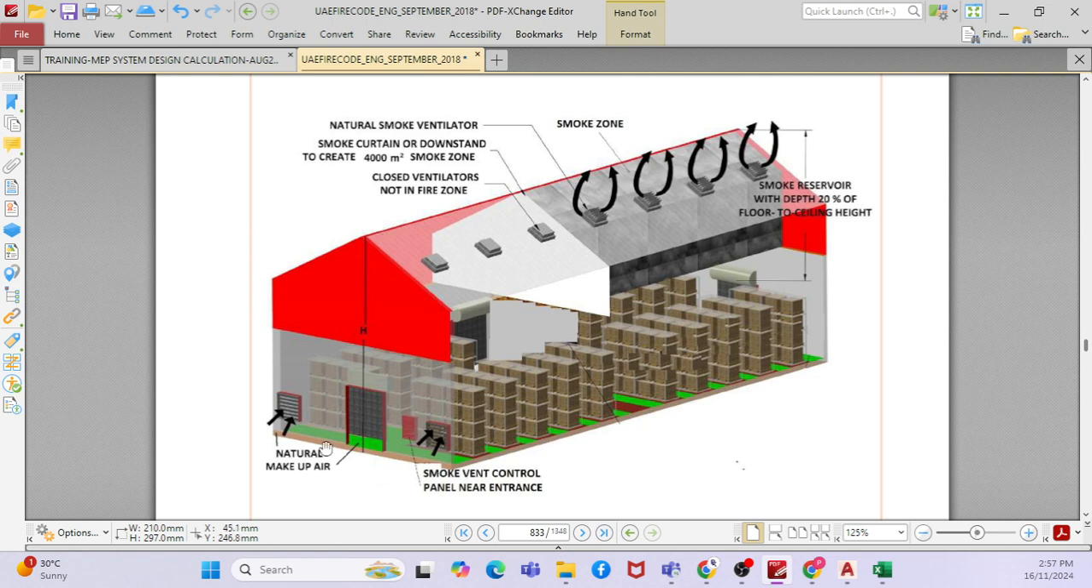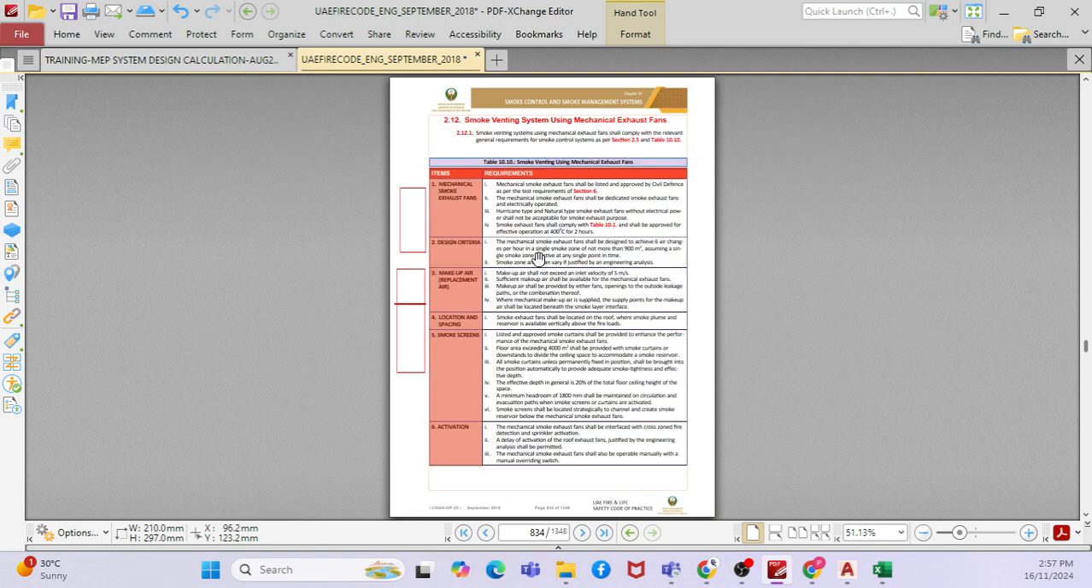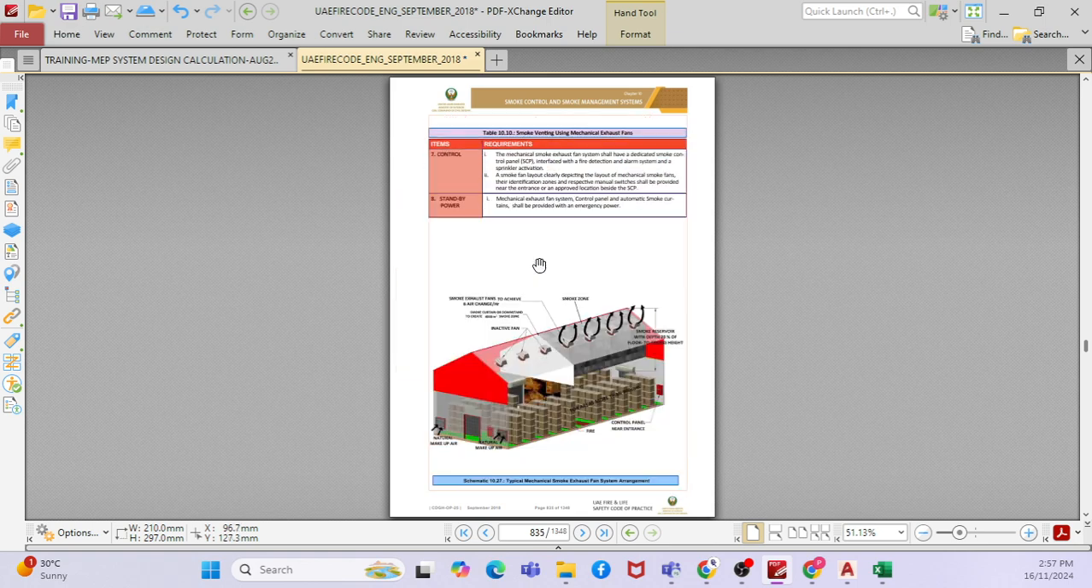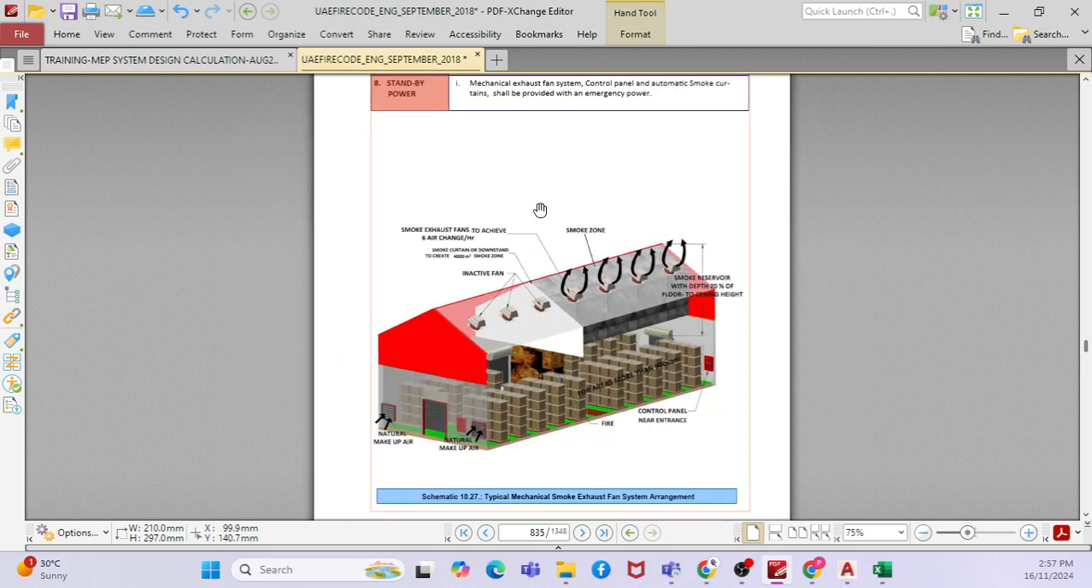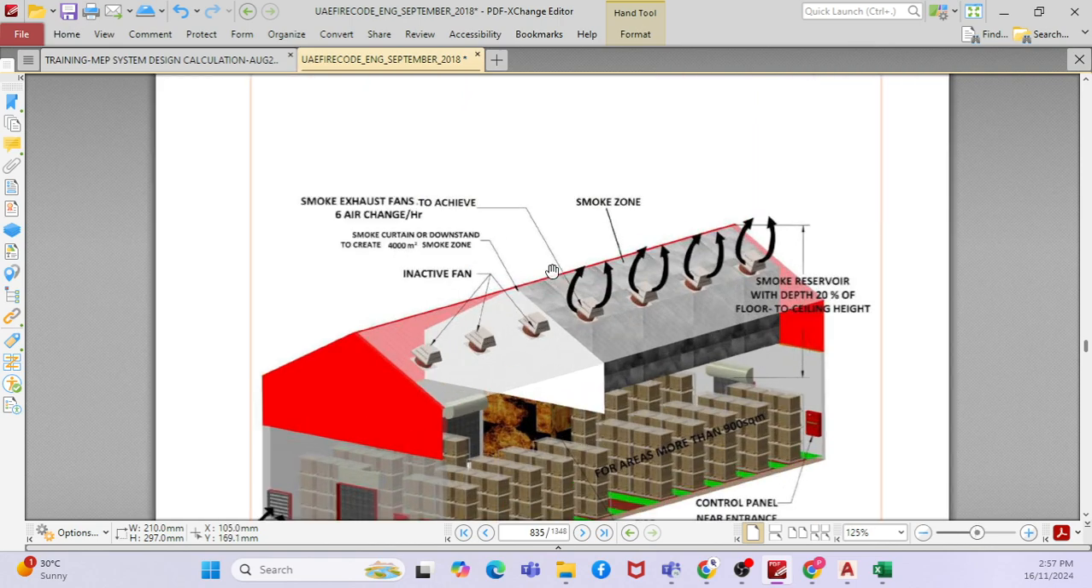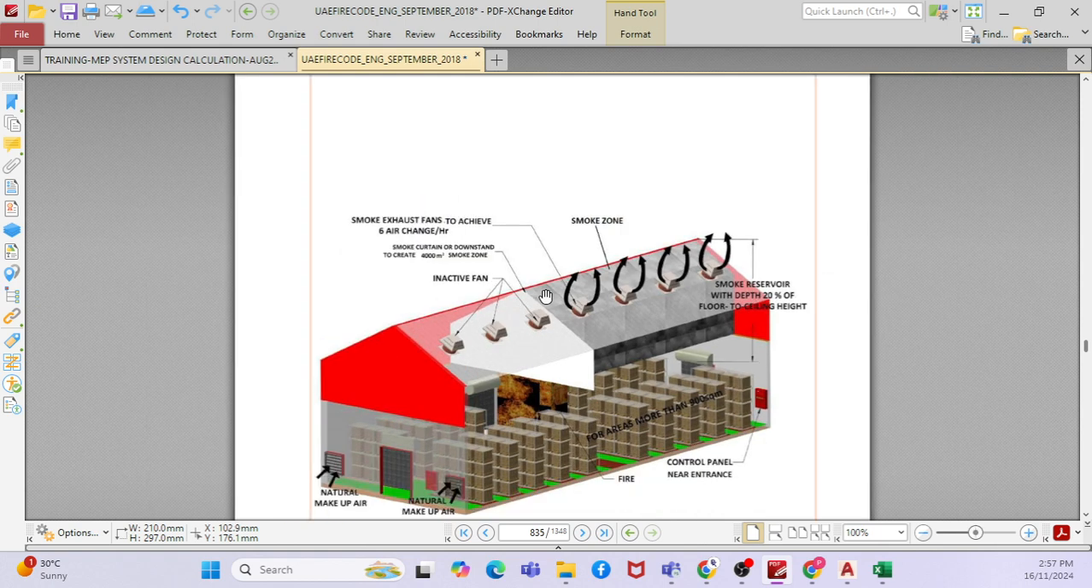So how does it work? It works based on the wind speed from outside. For example, you have natural makeup air provided through a louver, and you will be providing the natural smoke ventilator. Natural smoke ventilator means, if you look at a picture, is that the one which has a fan along with it? It's like a small fan connected to a triangular shaped thing, which would be your exhaust louvers.